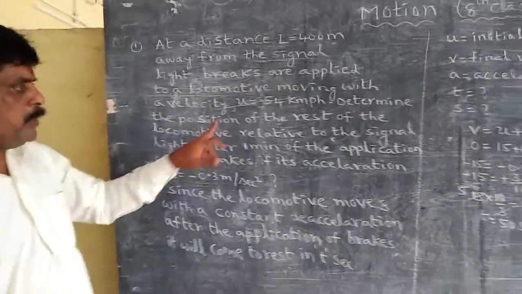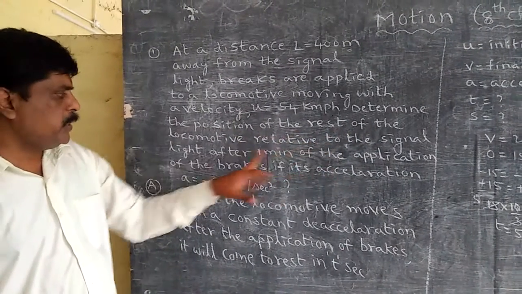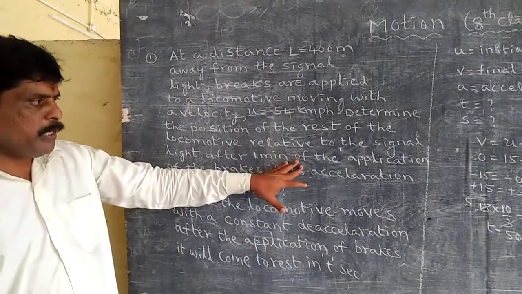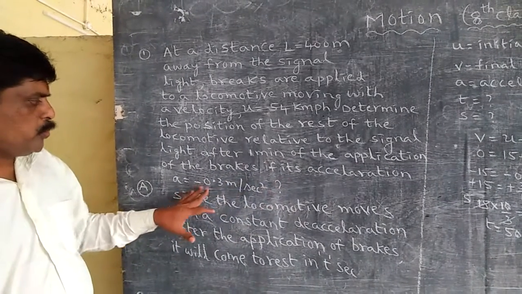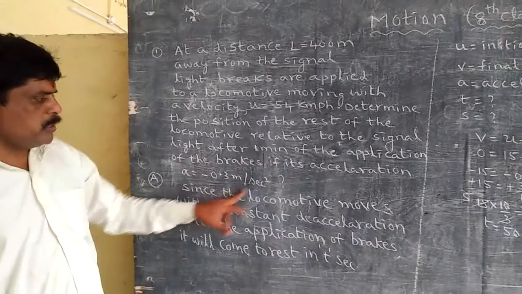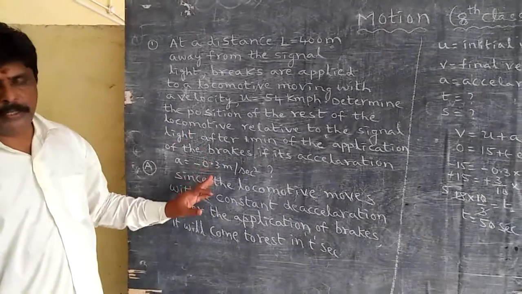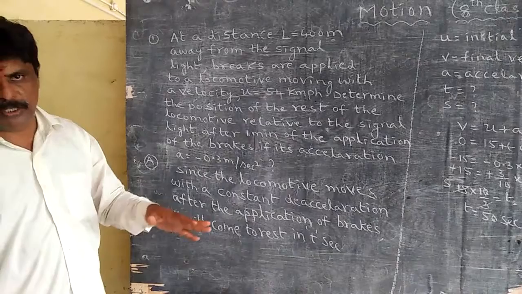You have to determine the position of the rest of the locomotive relative to the signal light after 1 minute after the application of the brakes, if the acceleration is a equal to minus 0.3 meters per second square. Here the acceleration given is negative because it is a deceleration. When brakes are applied, it is called negative acceleration.